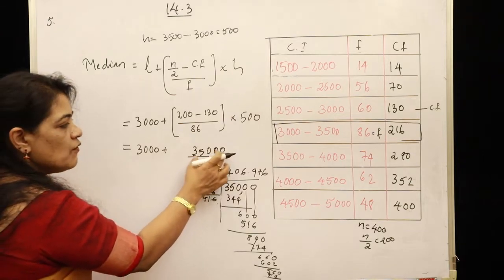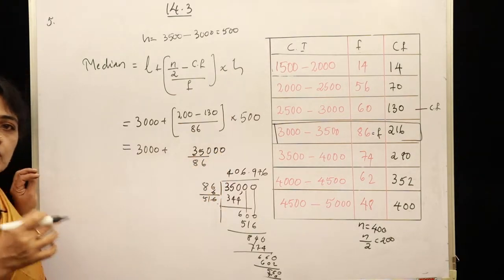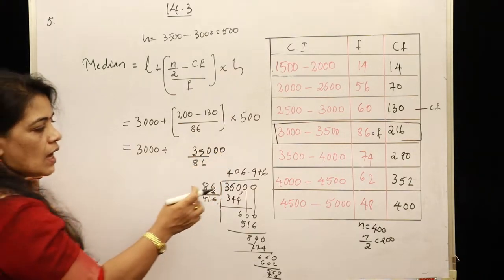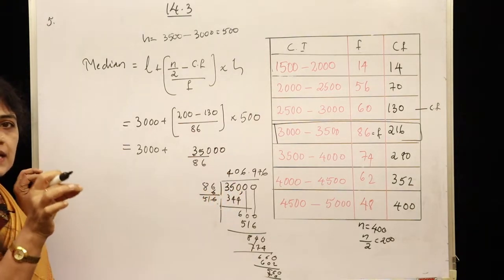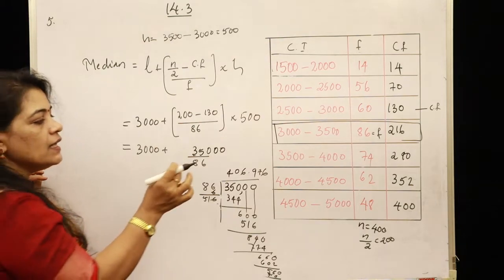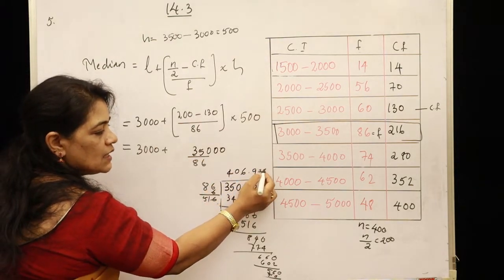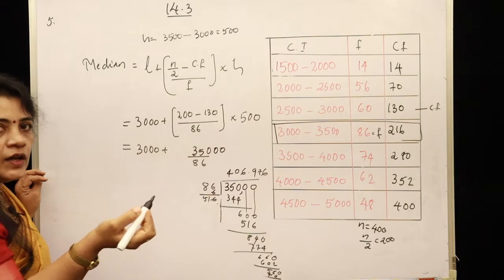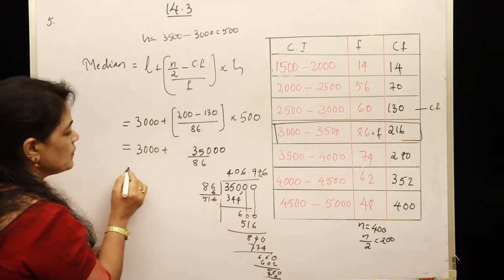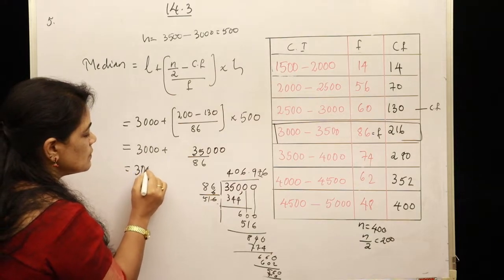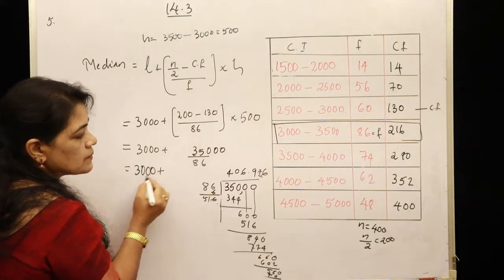So after dividing 35,000 by 86, we have reached 406.976. We can round off. Since the third decimal place is 5 or more than 5, you add 1 to the second decimal place, so this 7 becomes 8. That is 3000 plus 406.98.